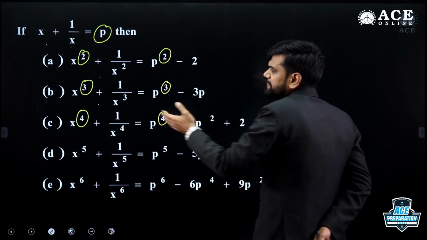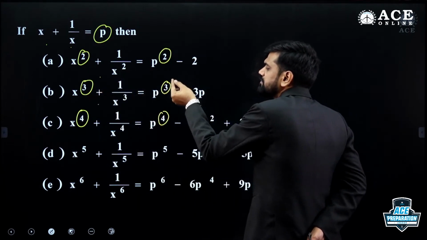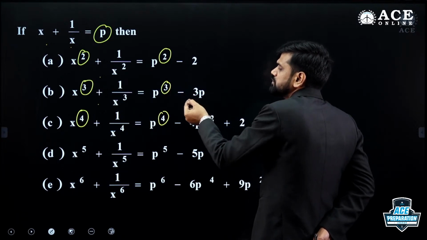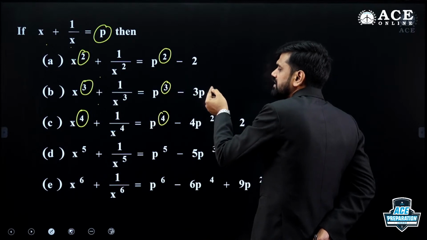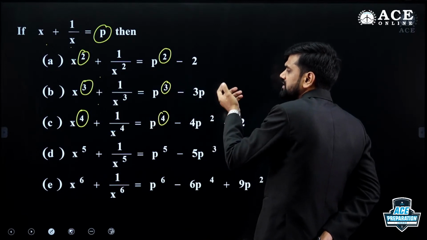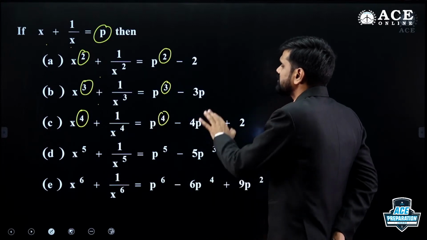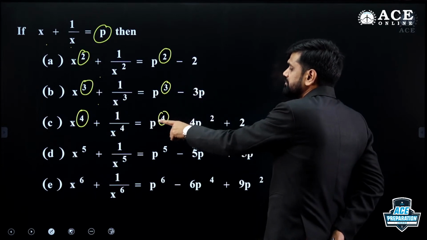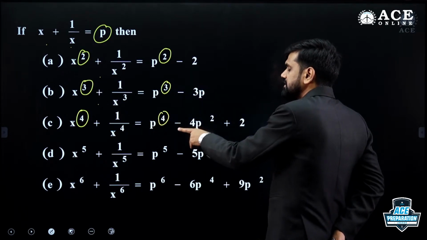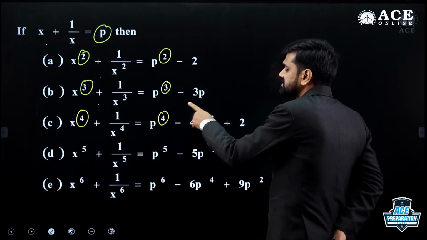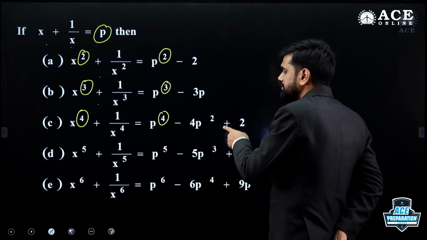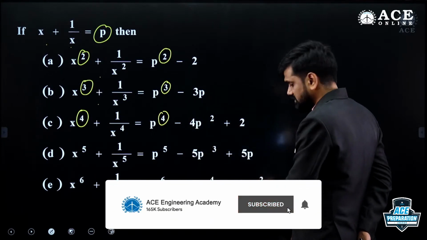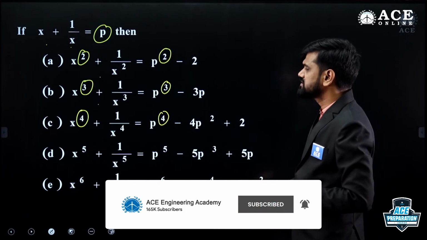If you look at this one, x cube plus 1 by x cube equals p cube minus 3 into this coefficient you have to remember. p cube minus 3 into, power is 3 here, it will become 1 here. After that you don't have any other scope to get other powers of p. Stop it there. Powers of p can never go into negative. So finally at last it can go to 0. Now check power 4. p power 4 minus 4 into, power 4 is there, it will become power 2. So 4p square plus 2. And the signs here will be alternating: minus plus minus plus. Right? This thing you have to remember.